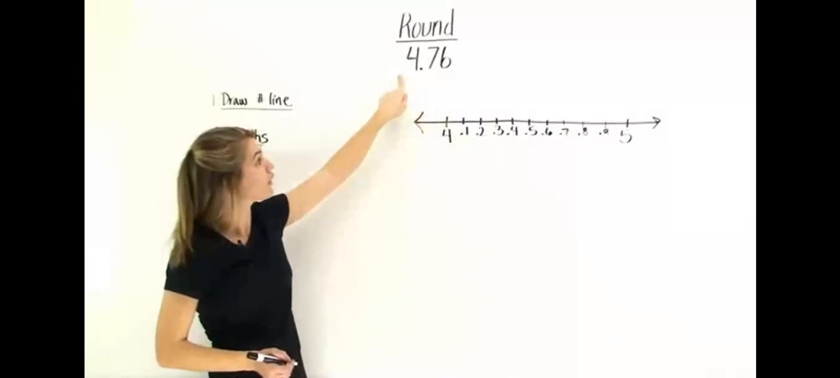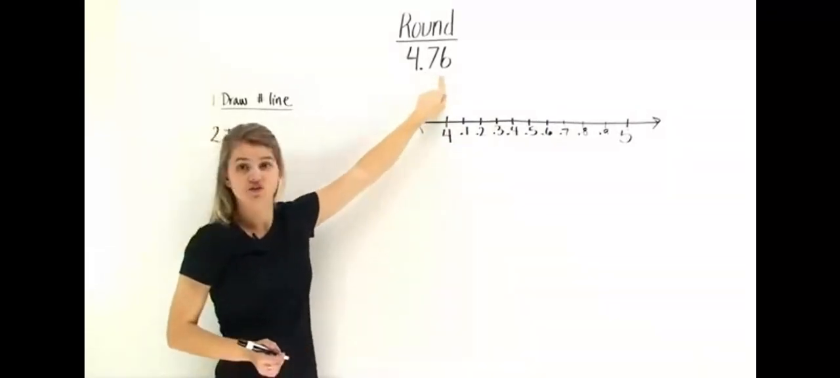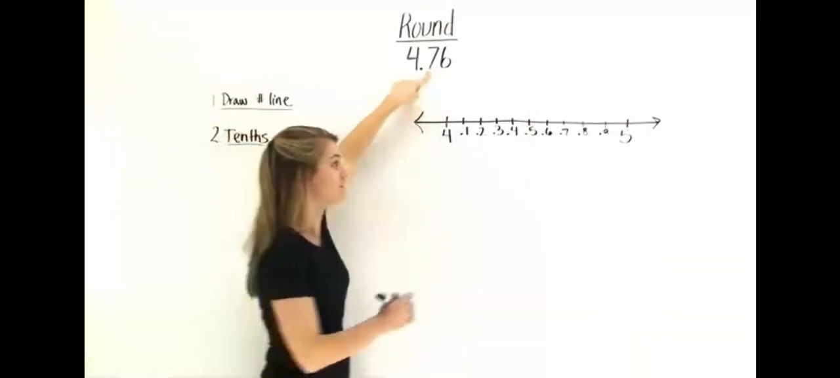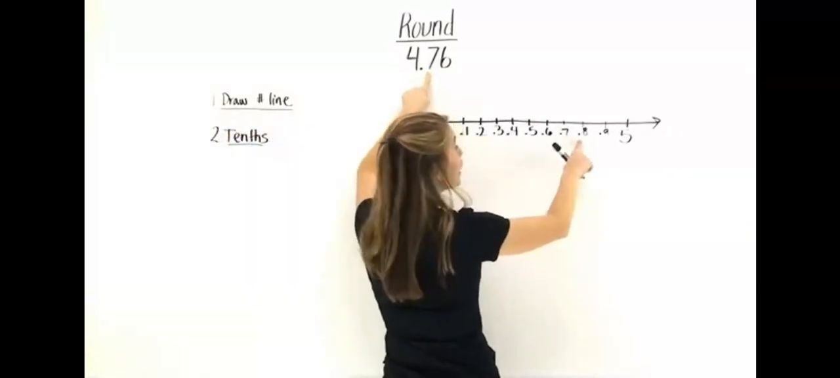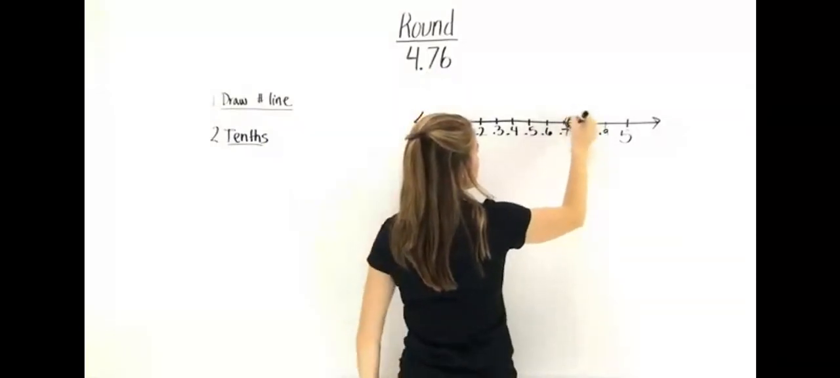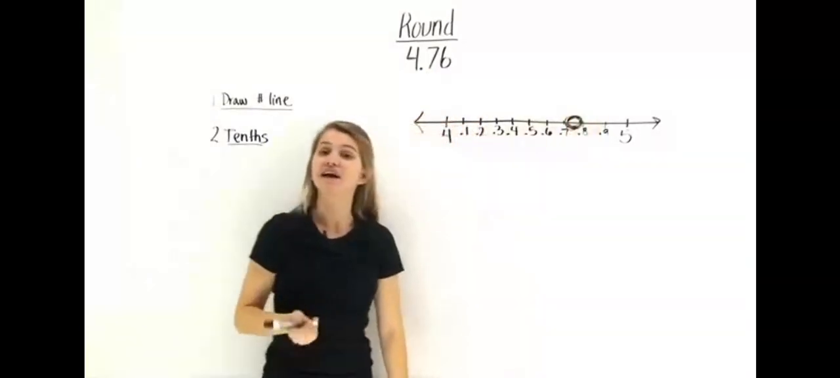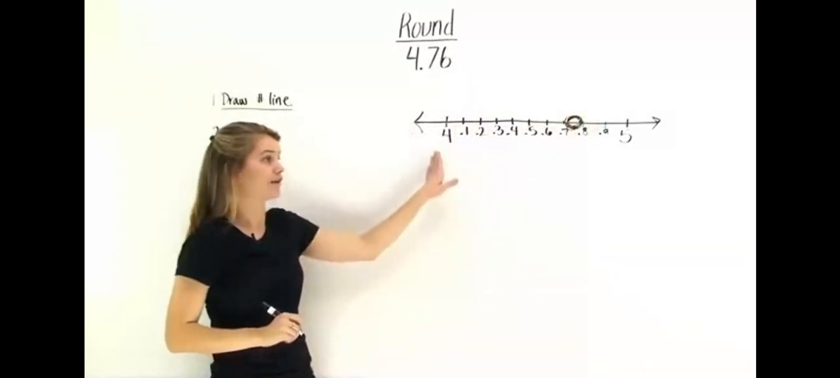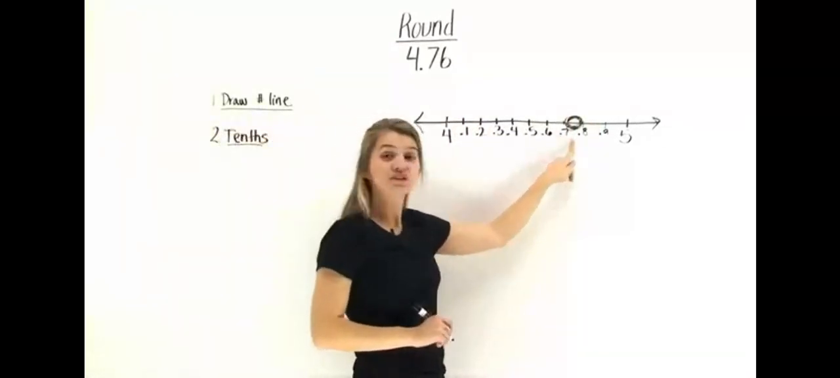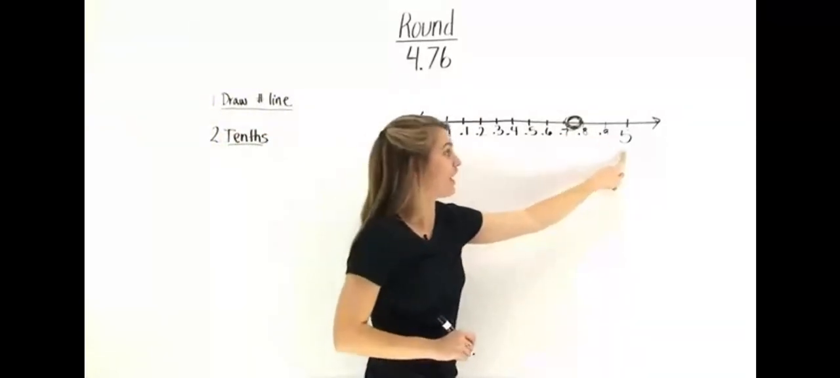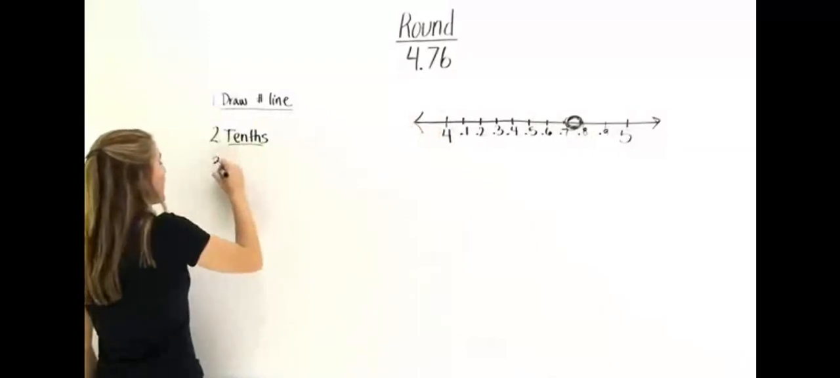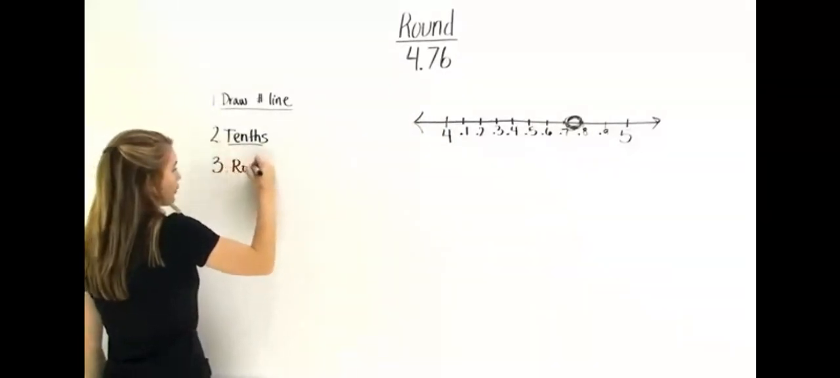Well, we have 4 and 76 hundredths. So we're some number that's bigger than 7/10, but we're smaller than 8/10. So we're some number in between here. Now, is that enough information to help us tell how to round it to the nearest whole number? Well, sure, we know where our number is. We just need to figure out if it's closer to the whole number 5 or closer to the whole number 4. Then we can figure out how to round to the nearest whole number.